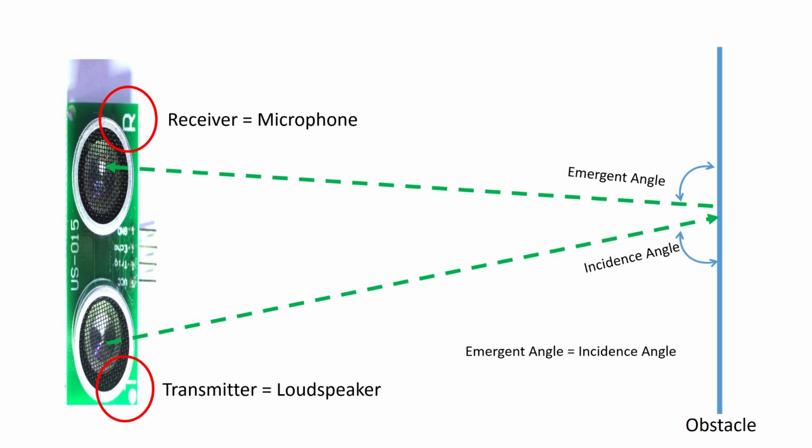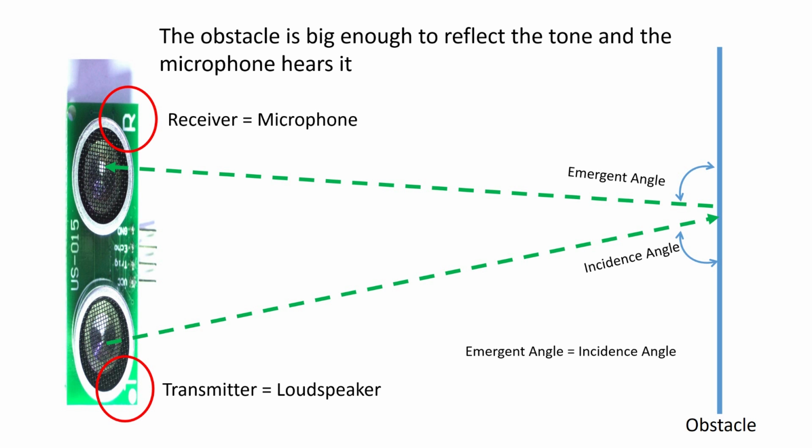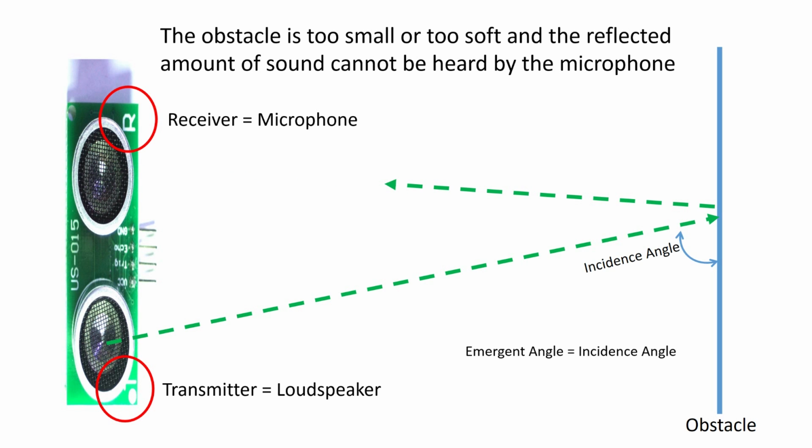Three things can happen. The obstacle is big enough to reflect the tone and the microphone hears it. Good. The obstacle is too small or too soft and the reflected amount of sound cannot be heard by the microphone. No distance can be measured.